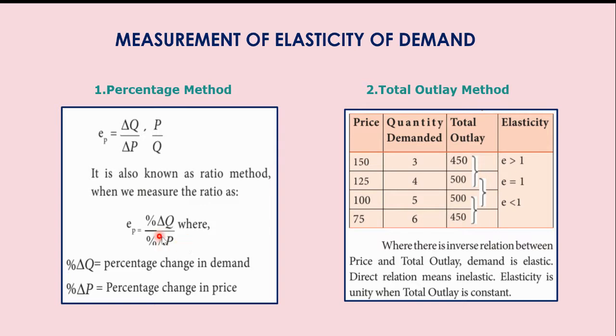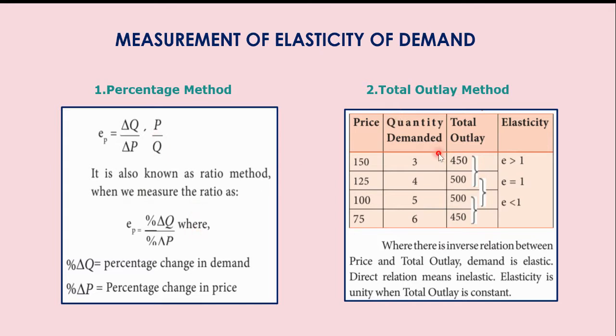So how can we write this? Percentage change in quantity divided by percentage change in price. Delta means change. So percentage change in quantity divided by percentage change in price. What is the formula for the percentage method? Percentage change in quantity divided by percentage change in price. There are three methods of measuring price elasticity of demand. The first method is percentage method.